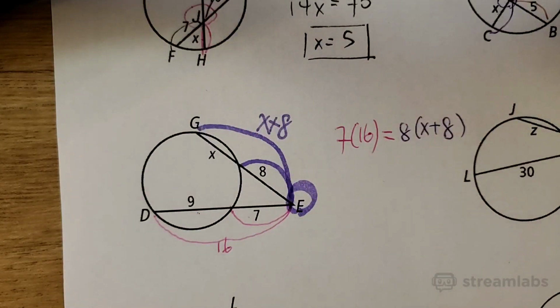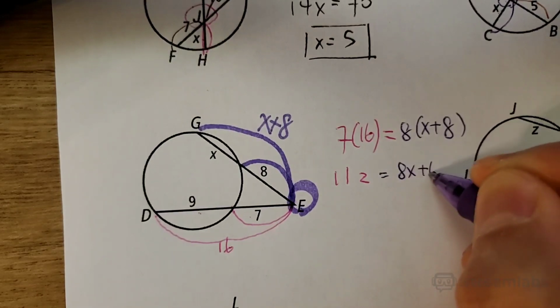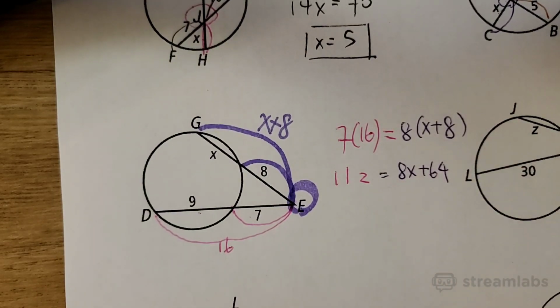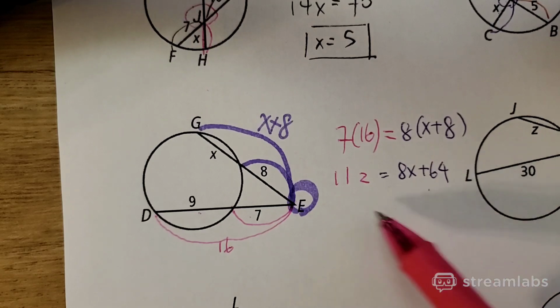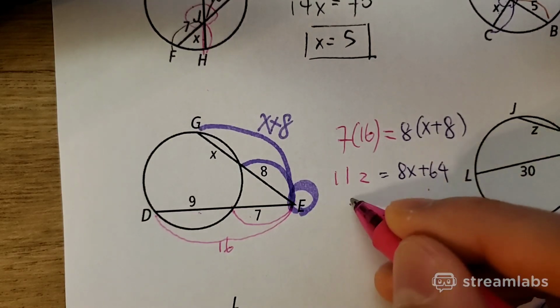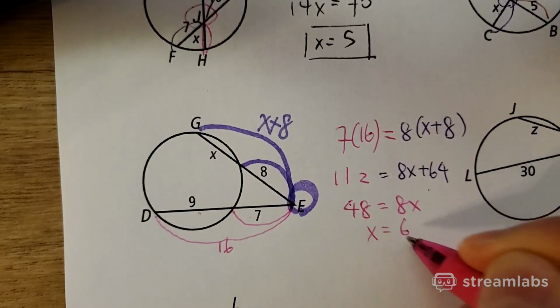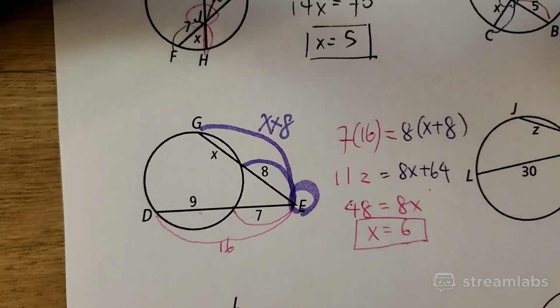7 times 16 would be 112, equals 8x plus 64. Right, so subtract it over. So 48 equals 8x. X is 6. Okay.